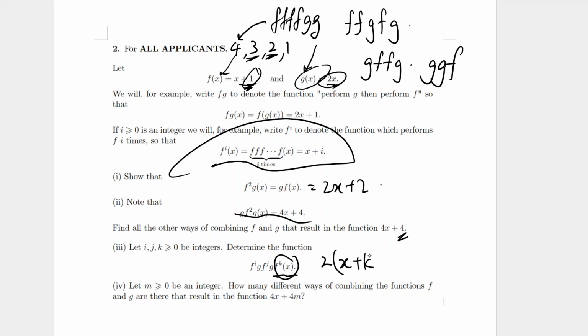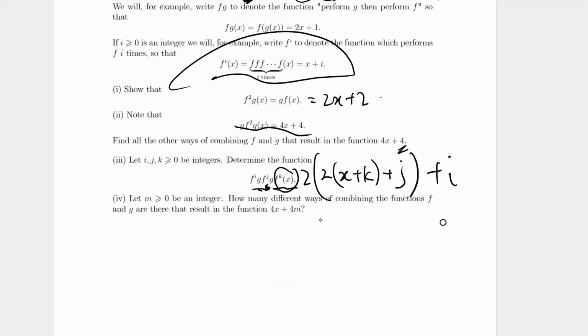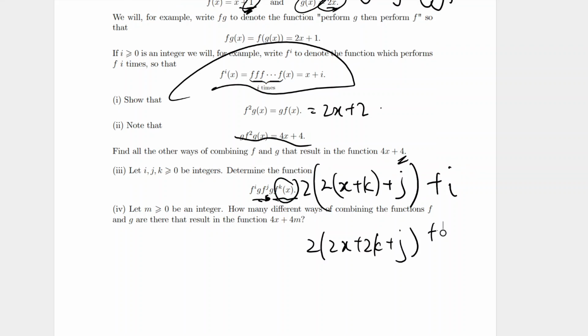Now let's look at here. What's happening here? Expand the whole thing. So I have 2 lots of 2x plus 2k plus j, plus i. What does that suggest to me? That means that it is 4x plus 4k plus 2j plus i.